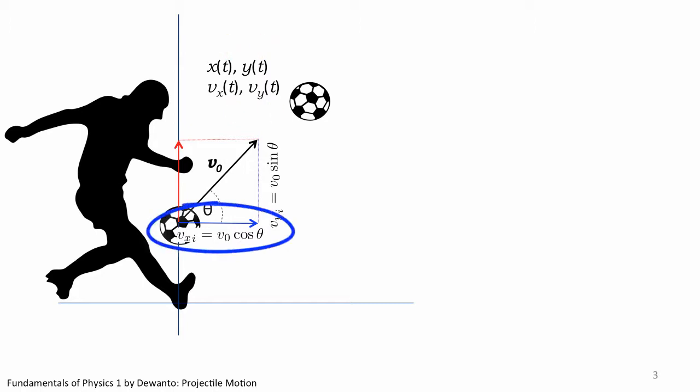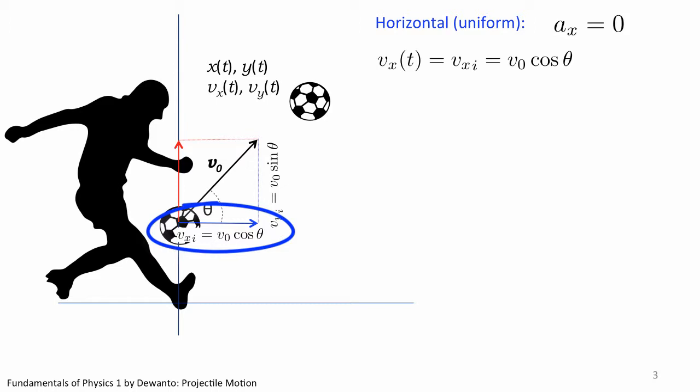The horizontal component undergoes uniform motion, which implies that it does not involve any acceleration. So acceleration along the x direction is 0. The velocity along x will then remain constant, equal to the resolution of the initial velocity along x. So Vx at any time is equal to v0 cosine theta. The horizontal displacement of the projectile is then given by v0 cosine theta multiplied by t. This equation comes directly from the formula for displacement in uniform motion, which we discussed in lecture 4.2.